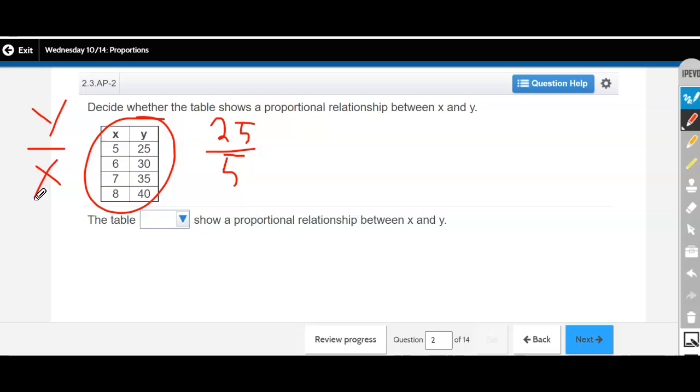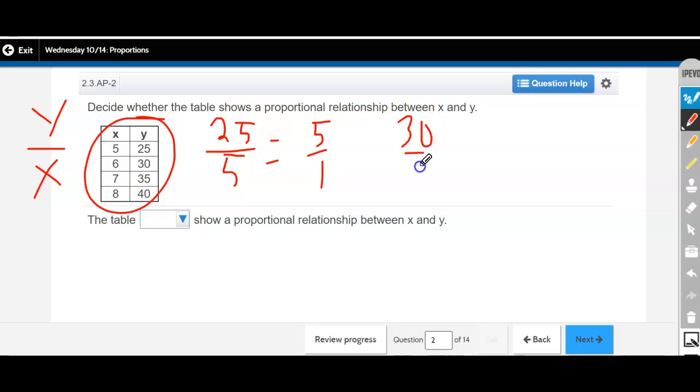So 25 over 5. The best way to compare them is to simplify them. And when I say simplify, I mean turn it into a unit rate. So 25 divided by 5 is 5. So that ratio is 5 to 1. So I need to check to see if they are all 5 to 1.